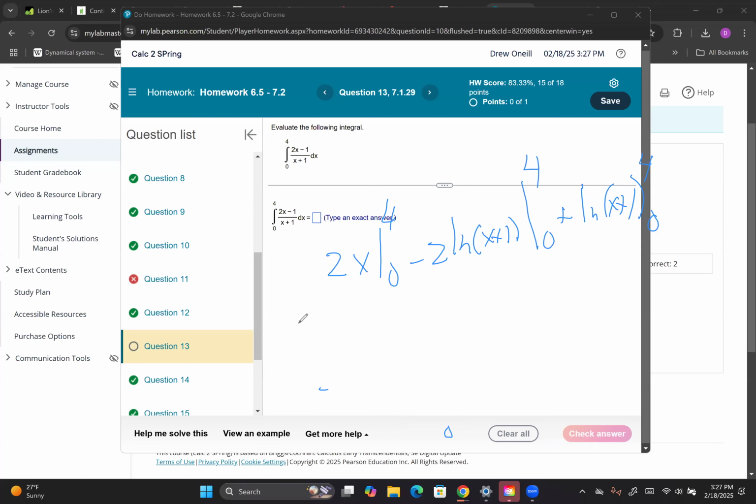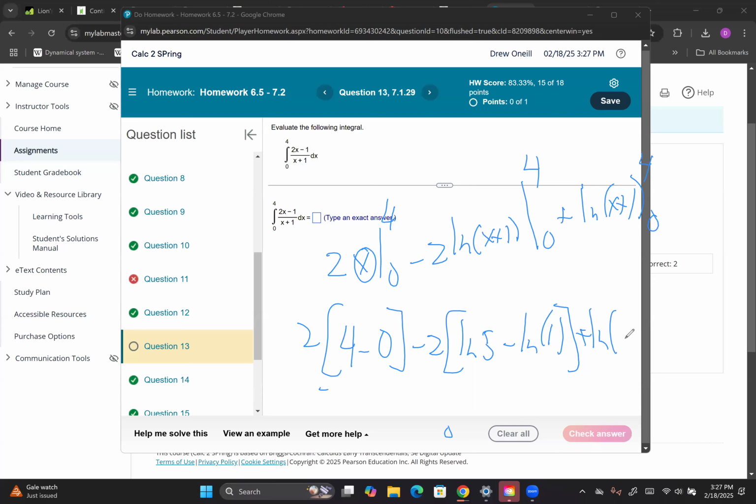2x from 0 to 4, that says do 2 times 4 minus 0, because our function is x. Minus 2 times, when you plug in 4, you get 5. When you plug in 0, you get 1. But natural log of 1 is 0. Same thing here: natural log of 5 minus natural log of 1, which is 0. And whatever this simplifies to is the answer.